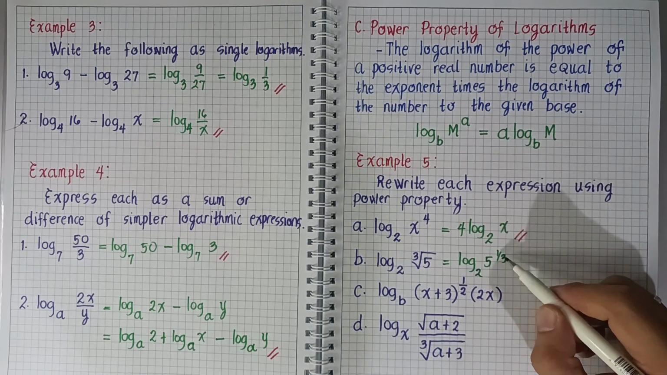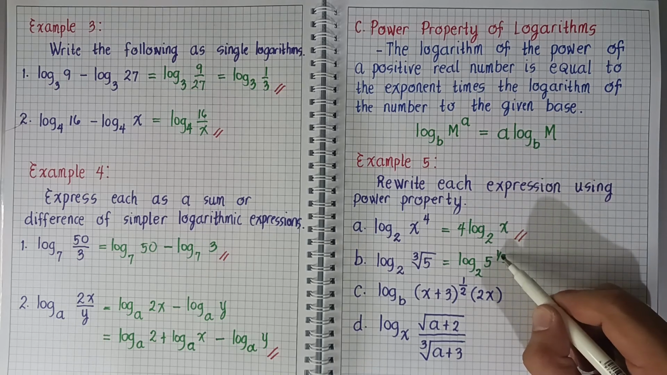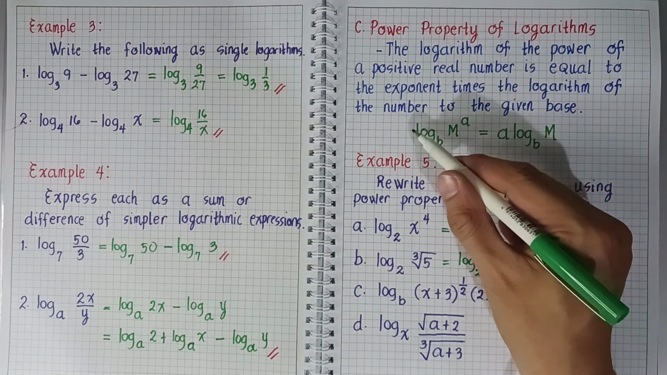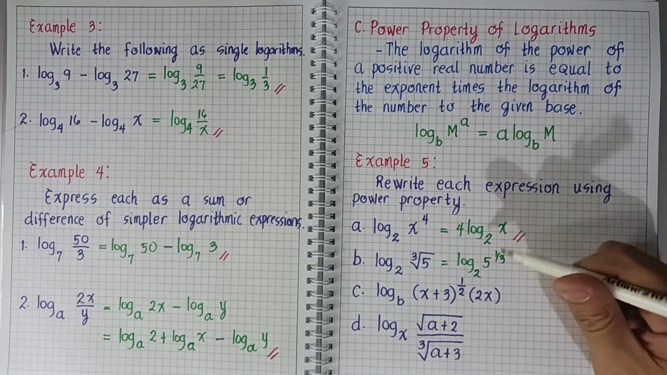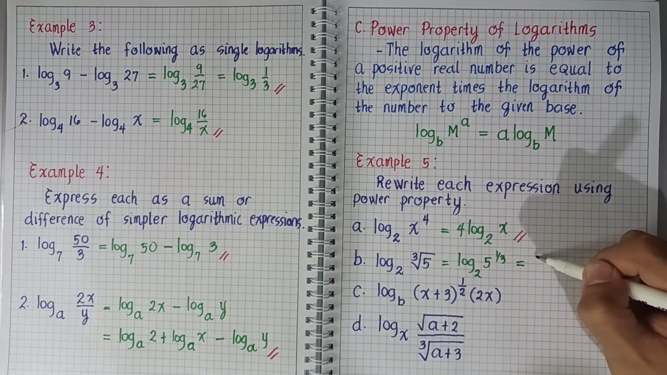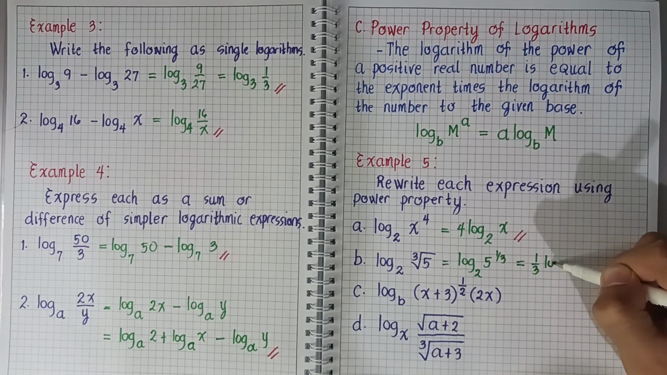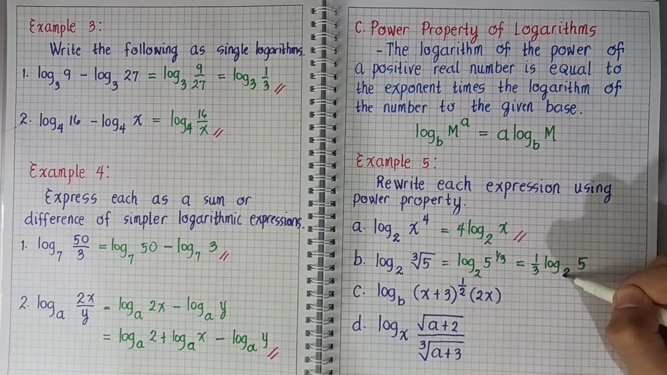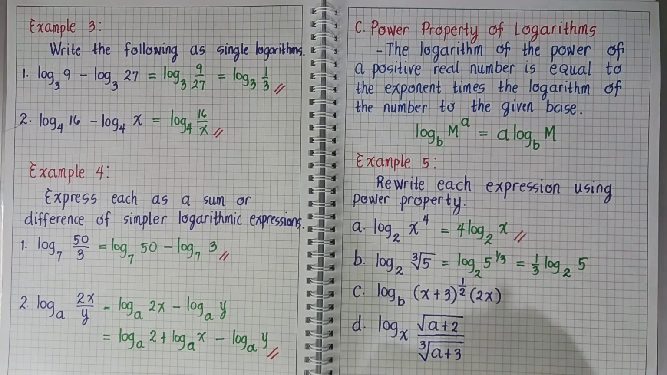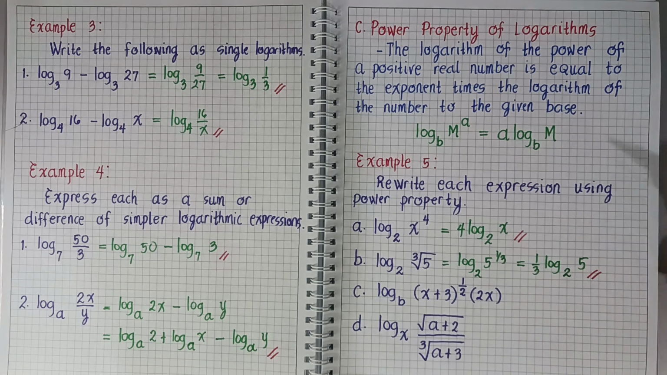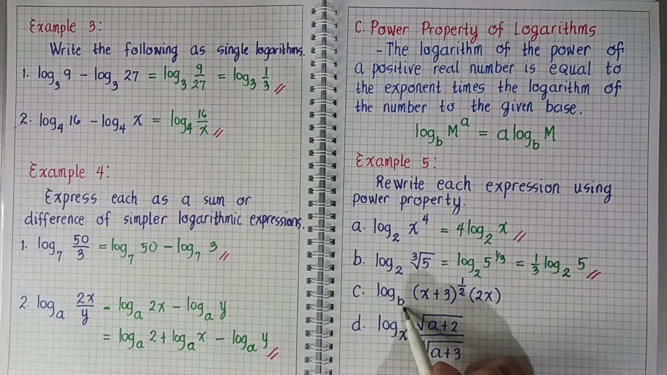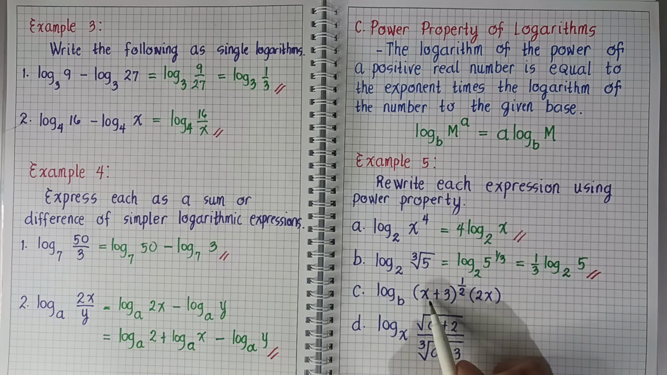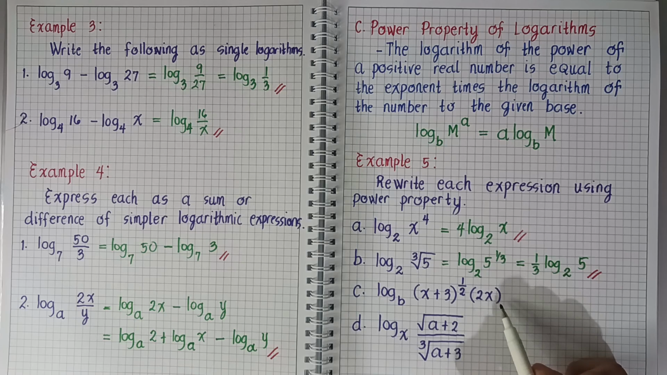Okay, it's not yet done kasi meron tayong exponent here. So, kapag may exponent tayo, ilalagay natin sa unahan. Ito yon. So, this becomes 1/3 and then log 5. Ito yon to the base 2. So, that's the answer. Nakuha guys? Okay, now, letter C. The logarithm of quantity x plus 3 raised to 1/2 to the base b times 2x.